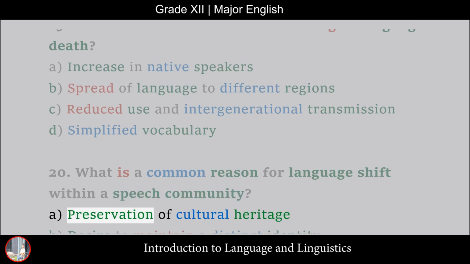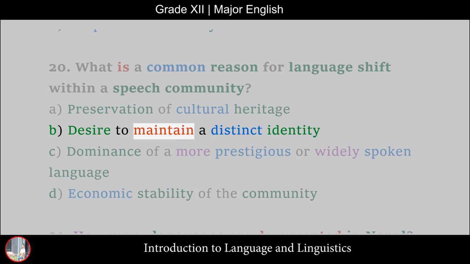A. Preservation of cultural heritage. B. Desire to maintain a distinct identity. C. Dominance of a more prestigious or widely spoken language. D. Economic stability of the community.